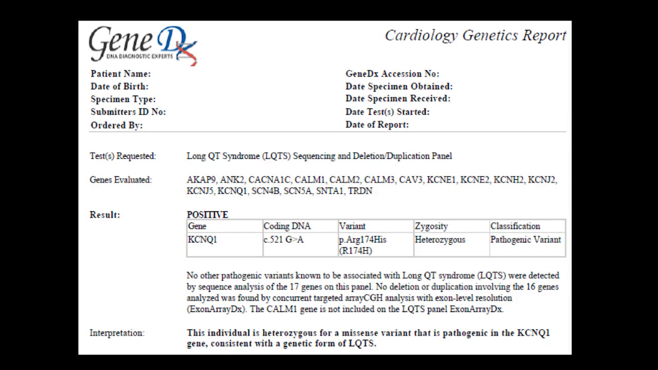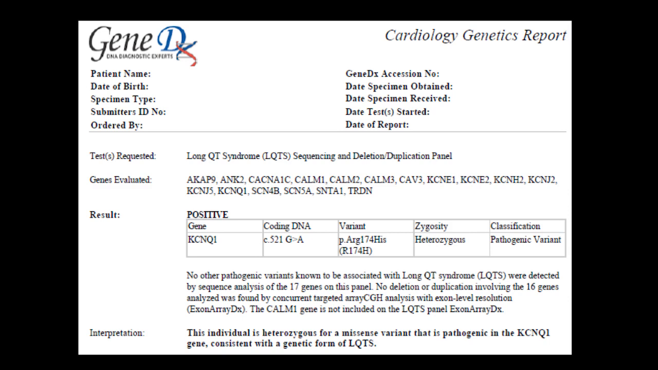There are several reporting companies that you can use. This is one called GeneDx, and this is just from one of our patients who has a mutation in KCNQ1. This is long QT1, and this is heterozygous. This is autosomal dominant, so it's heterozygous, and the classification is pathogenic variant. So in other words, this is the real deal. When you see this, you know this is a pathologic mutation.